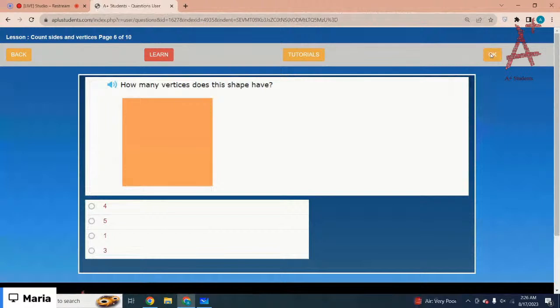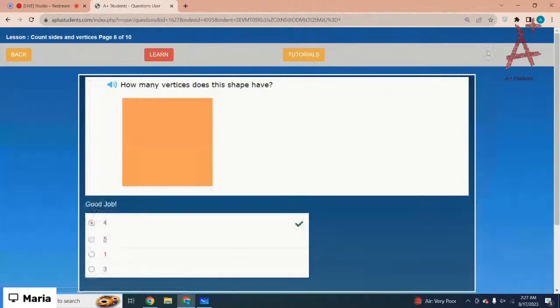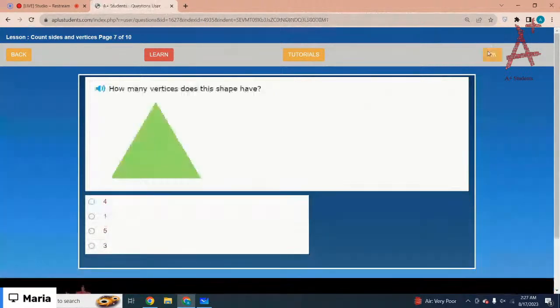How many vertices does this shape have? 4, 5, 1, 3. Which is the correct option? The shape has 4 vertices. The correct option is 4. How many vertices does this shape have? 3 vertices.